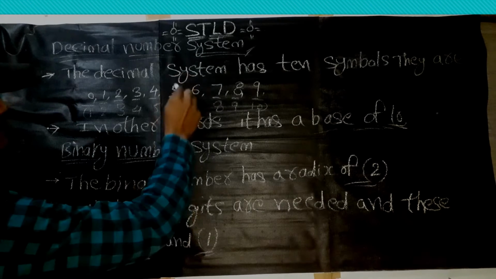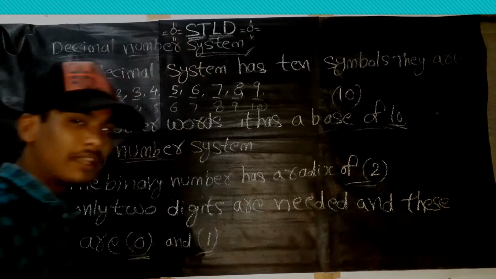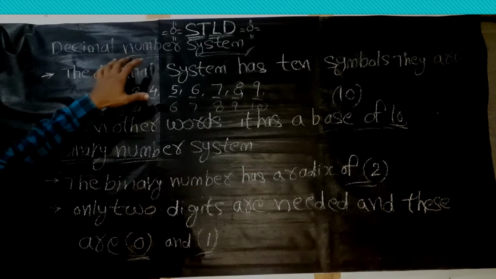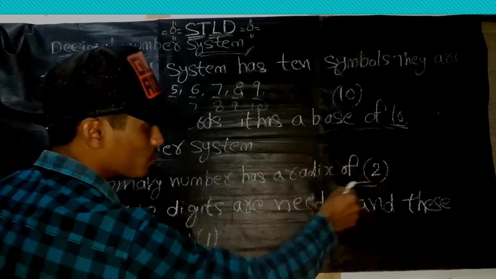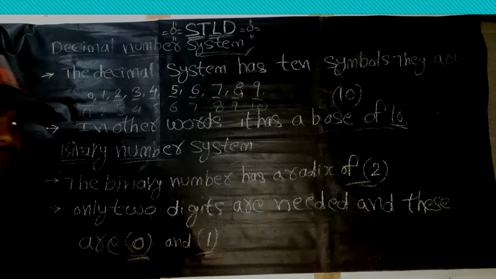The radix of the decimal number system is 10 because there are 10 digits. The radix of the binary number system is 2 because of 2 digits, 0 and 1.